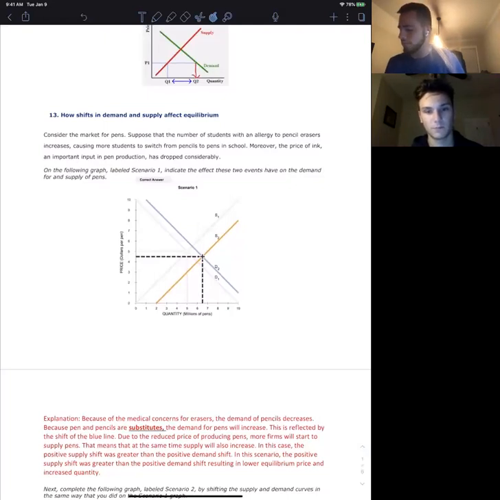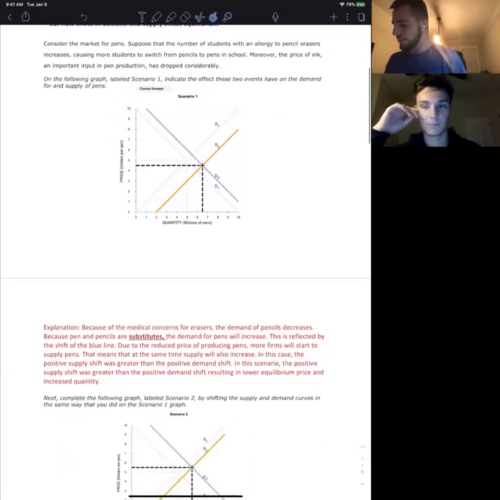A good example of substitutes is Coke and Pepsi. If, for example, the price of Pepsi skyrockets, people will buy more Coke and vice versa, causing more students to switch from pencils to pens. So this should show you that the demand for pens will increase. On top of that, the price of ink, a component, will be cheaper. Therefore, we can produce way more pens for way less money.